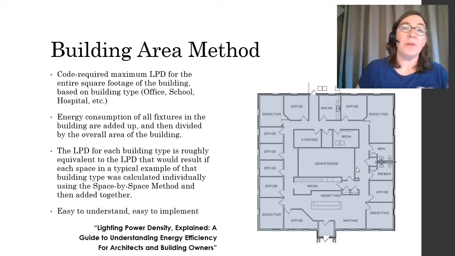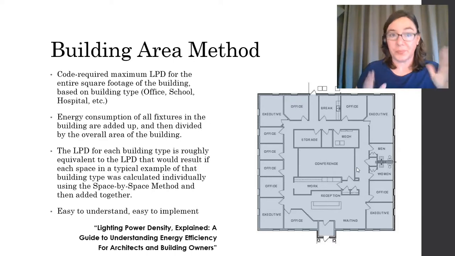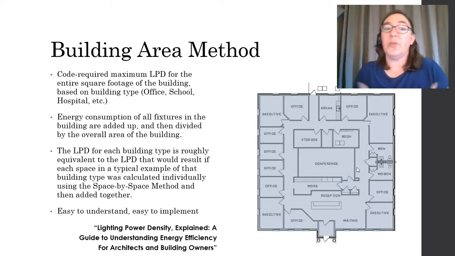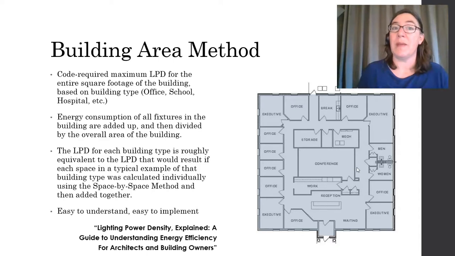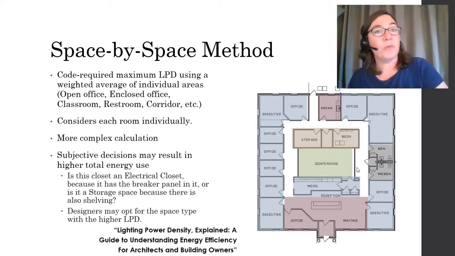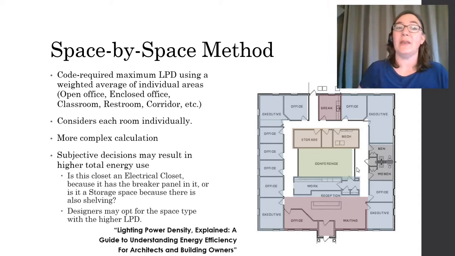So it turns out that if you do these calculations, the LPD, the maximum for each building type, is roughly equivalent to the LPD that would result if you did the space by space calculation. All right, roughly, they're supposed to come out roughly equal. Right? The building area method is easy to understand and easy to implement, especially if you have a building that's all one use. It's all an office, for example. But if you're just doing, for example, one room, a couple of rooms, or you have a number of different uses in a building, you should use the space by space method.